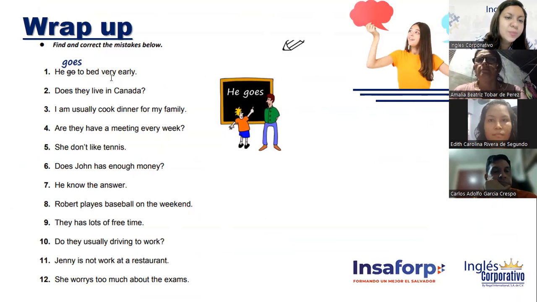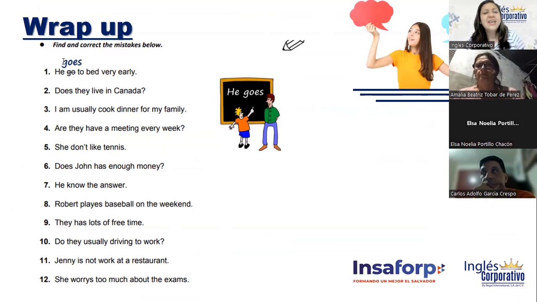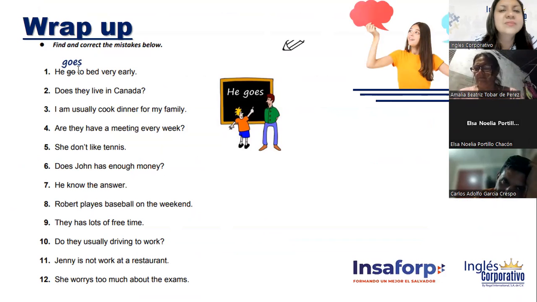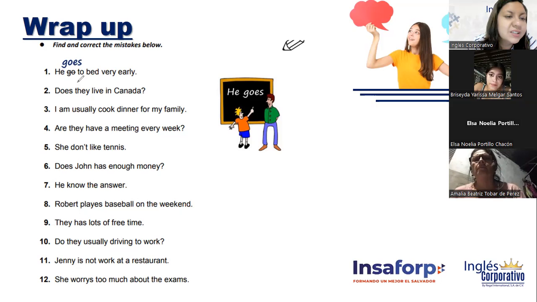He go to bed very early. What is the mistake? The correct form is he goes. He goes to bed very early. Okay, number two. Does they live in Canada? Do they live in Canada? Exacto, sería do. Voy a borrar ahí.